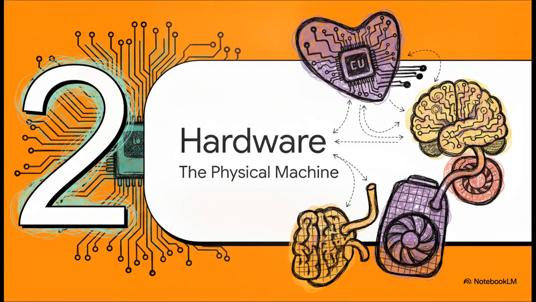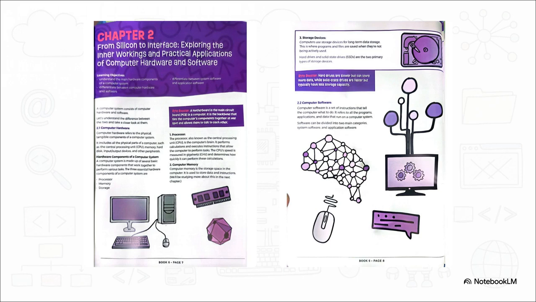Moving on to Section 2. Hardware, the physical machine. So, our physical machine really relies on three essential components. First up is the processor, or CPU. That's the brain, literally executing instructions at lightning speeds measured in gigahertz. Second, we have computer memory, which is your temporary storage space for immediate use. And finally, storage devices for long-term saving. That's what keeps your programs and files safe and sound when you aren't actively using them.